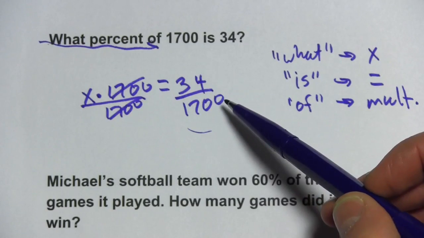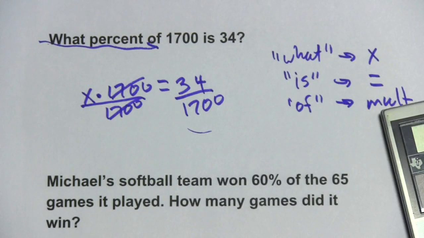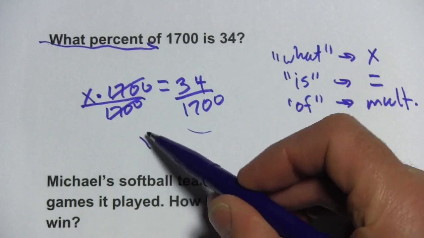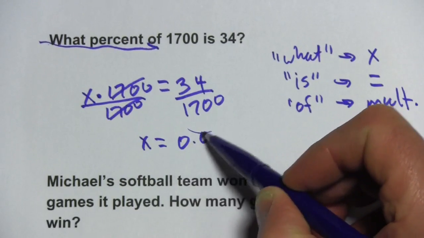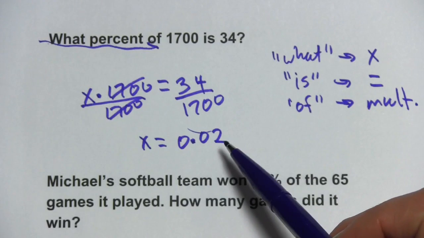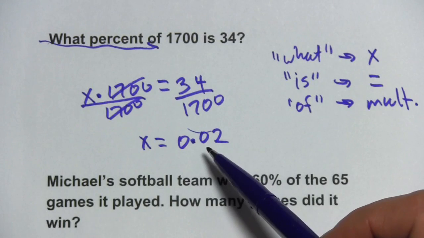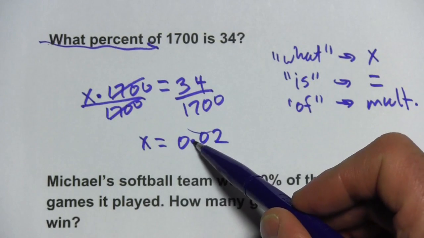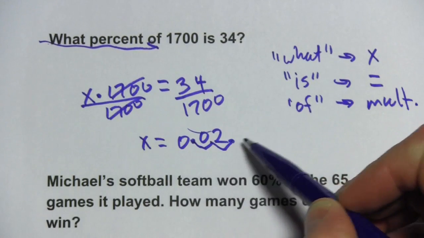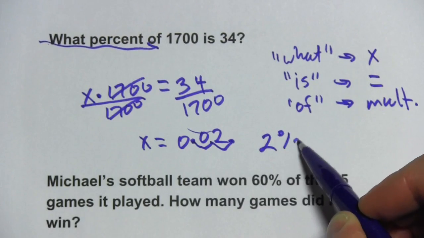So my answer is going to be 34 divided by 1700. So let's figure out what that is. 34 divided by 1700. And that's 0.02. So x equals 0.02. That's not a percent. This is a decimal. So there's one last step here, and that is we have to convert the decimal to a percent. To convert a decimal to a percent, you move the decimal point 2 places to the right. So this comes out to be 2%.